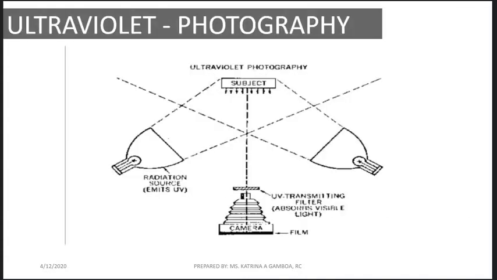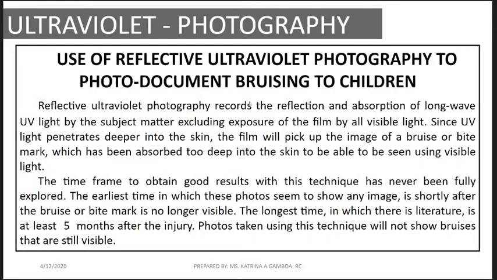Ayan. So, tingnan nyo. This is the subject. This is the radiation source, for example, ito yung nagbibigay ng ultraviolet light. And then, lalagay mo itong filter na to sa camera mo or sa taas ng lens mo. Parang pumasok lang na light sa camera mo or sa lens mo is yung UV light lang. Walang visible light, yun lang. That is ultraviolet photography. So, use of reflective ultraviolet photography to photo document bruising to children.